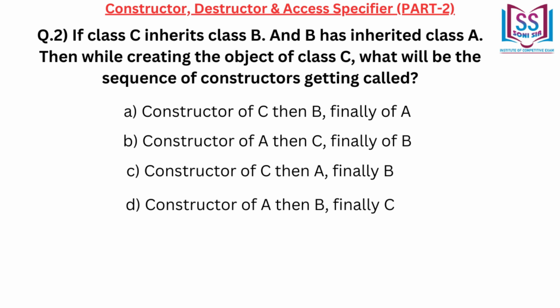If class C inherits class B and B has inherited class A, then while creating the object of class C, what will be the sequence of constructors getting called? A. Constructor of C then B, finally of A. B. Constructor of A then C, finally of B. C. Constructor of C then A, finally B. D. Constructor of A then B, finally C. Correct answer D. Constructor of A then B, finally C.